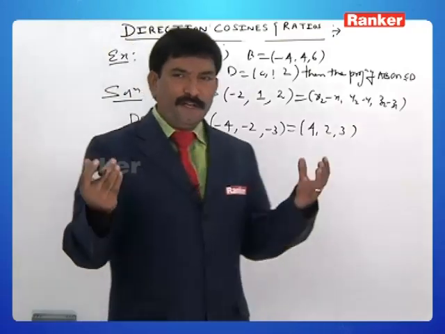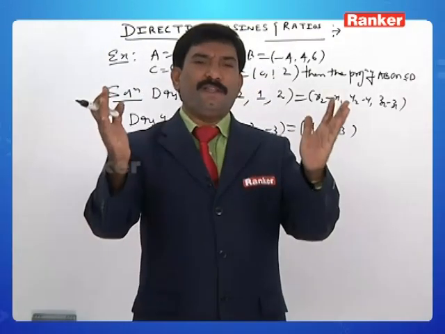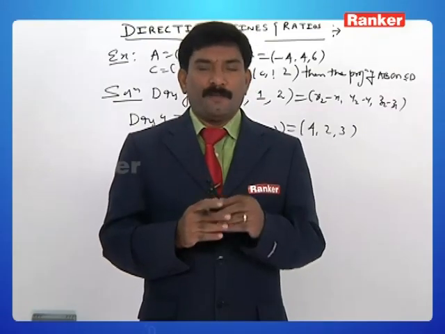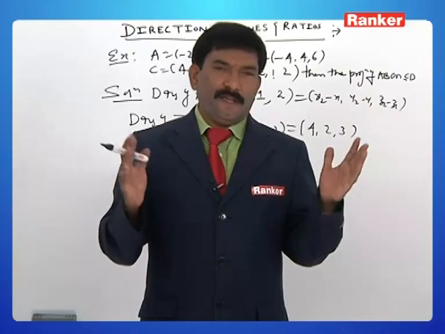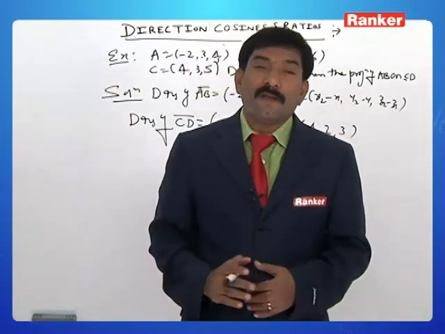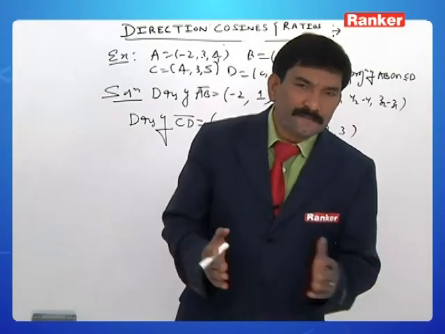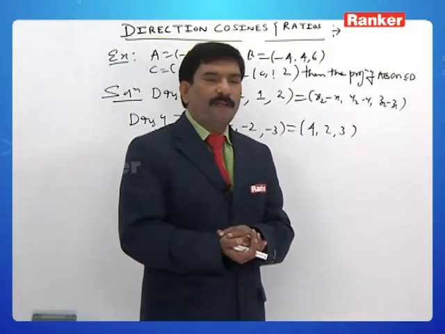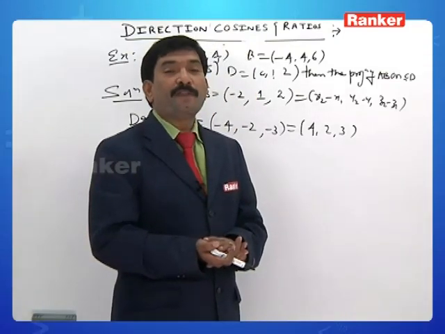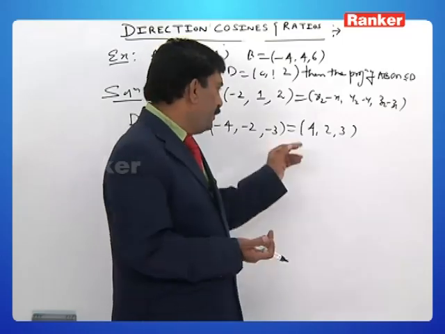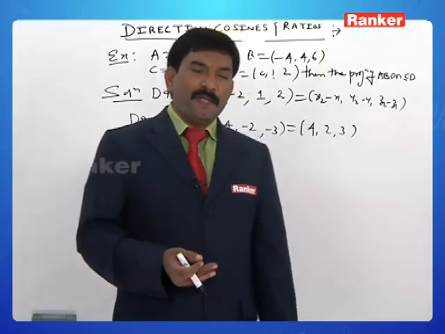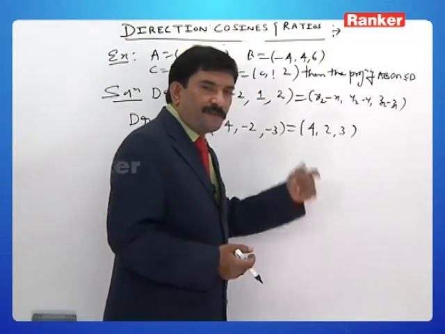When A, B, C are the DRs of a line, we know that KA, KB, KC, and A by K, B by K, C by K are also DRs of the same line, where K belongs to R. Followed? When minus 4, minus 2, minus 3 are the DRs of a line, it goes without saying that 4, 2, 3 are also the DRs of that line. Let us find out its direction cosines.